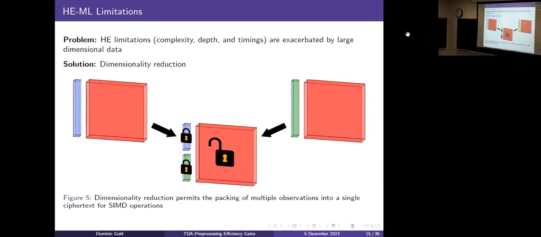So those limitations are exacerbated by really large dimension data, right? You could imagine that if a complexity has an n in it, where n represents the ciphertext size, then you're only going to make it worse by having really, really large dimension data. So a solution that has been proposed that I really like is something we do in the plaintext space, dimensionality reduction, right?